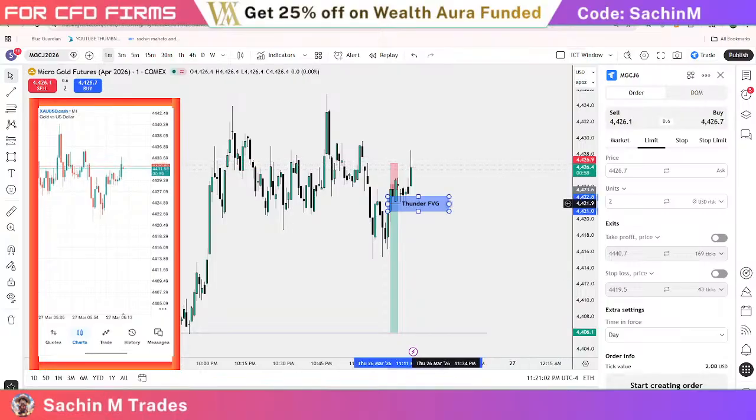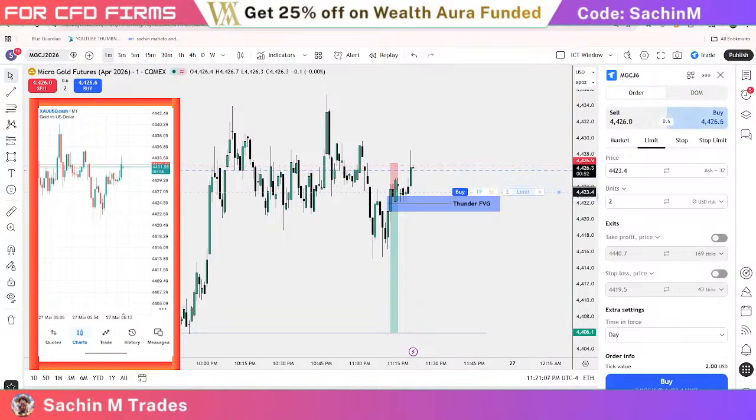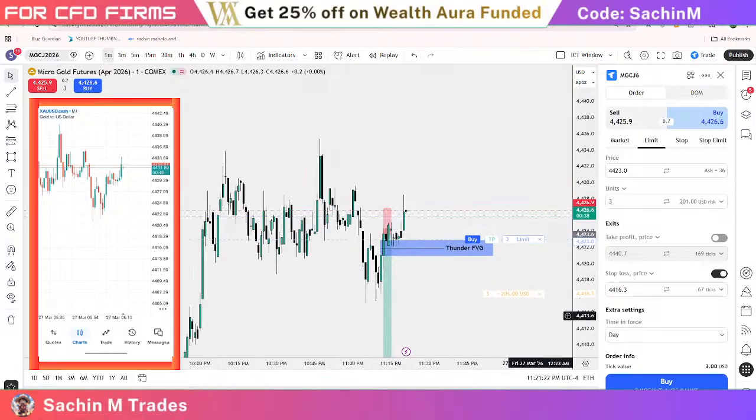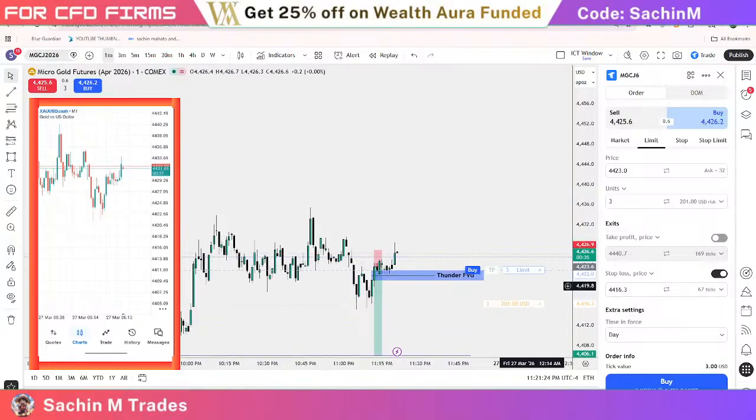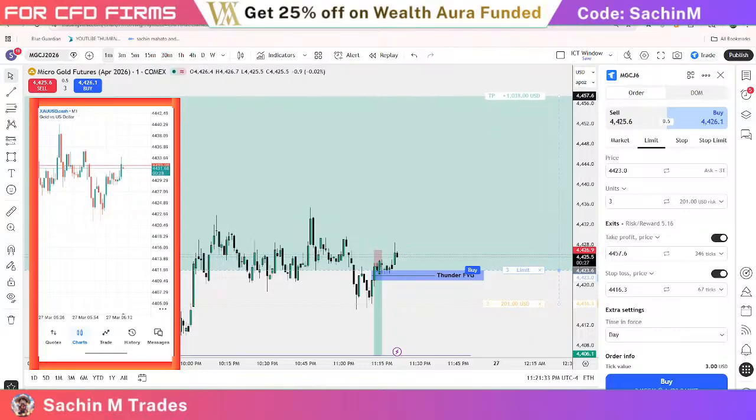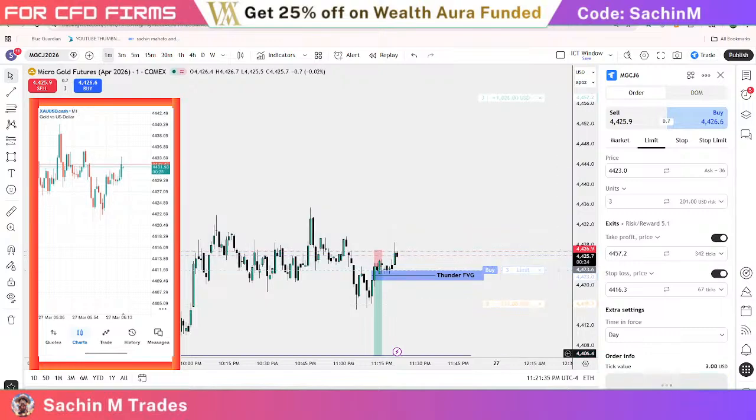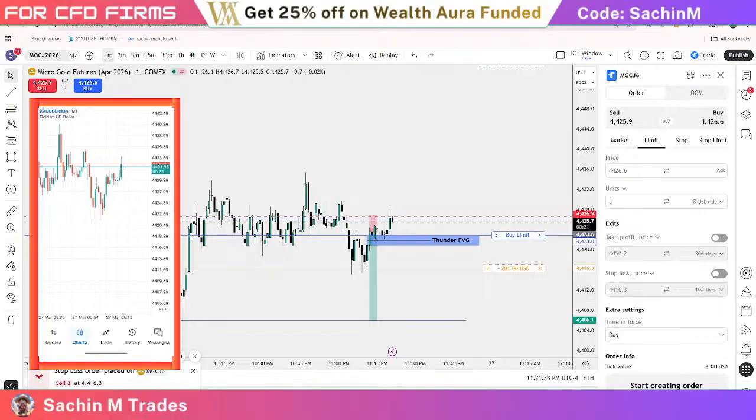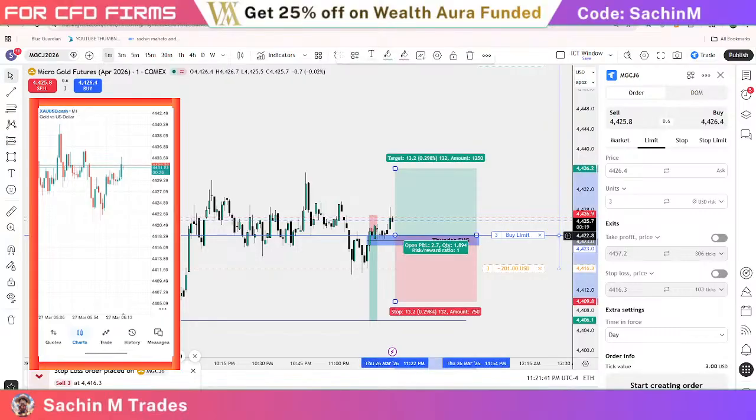Let's see if the market returns back here, then we will take a trade. Let's build a buy limit order here, and stop loss below the previous candle's low. We will go with $200 in stop loss. We will target $1,000 in profit. That is 1 is to 5. Yep. Now let's buy. Now that's our buy on this fair value gap.